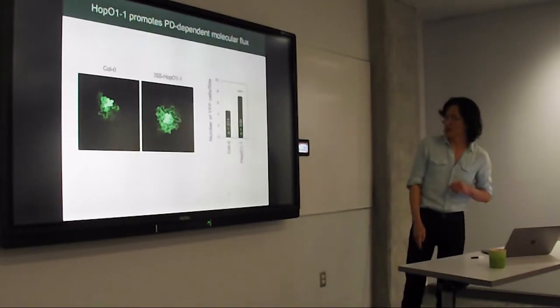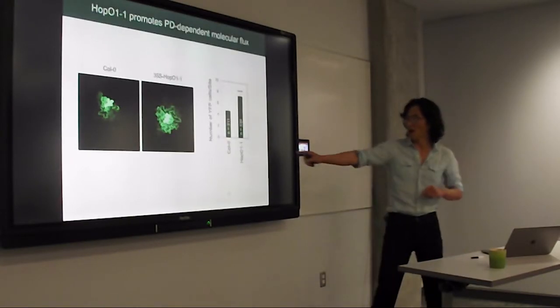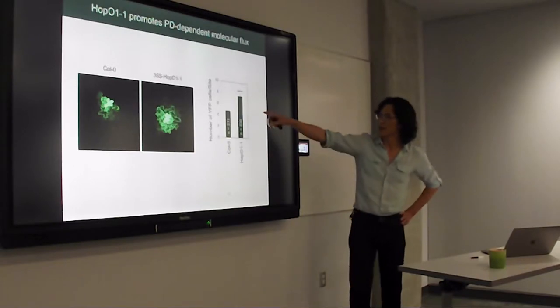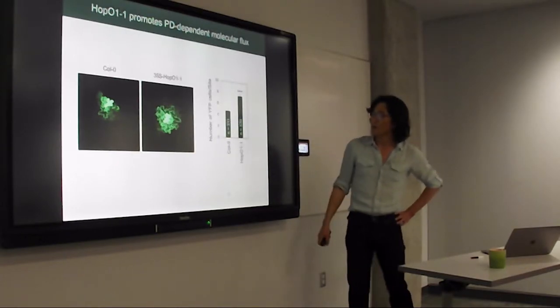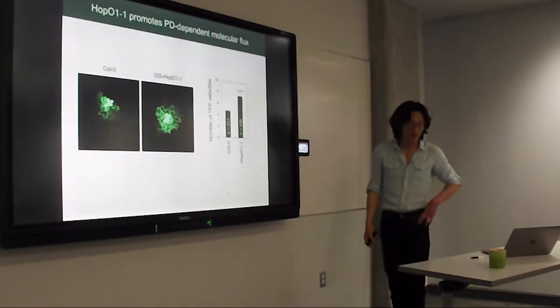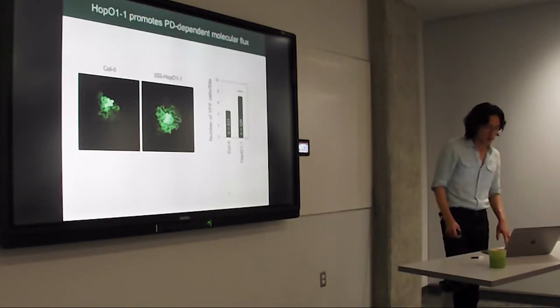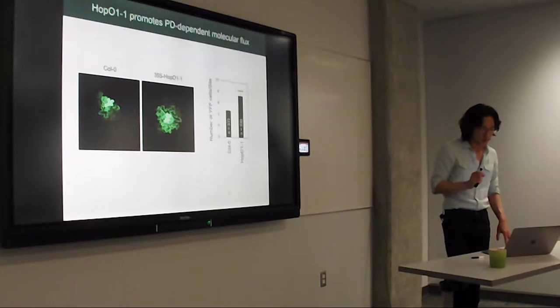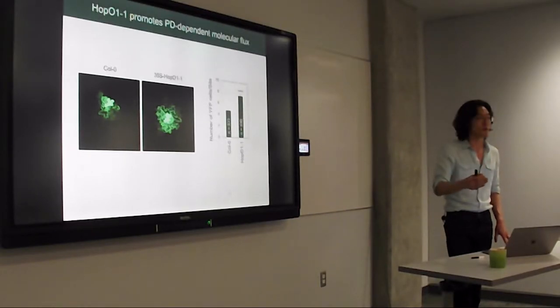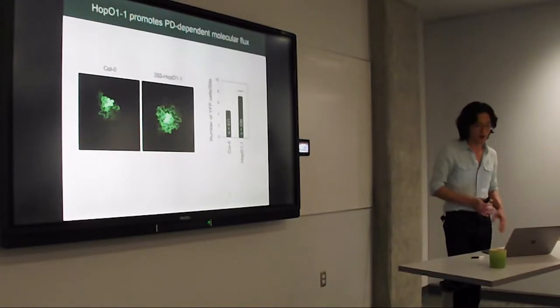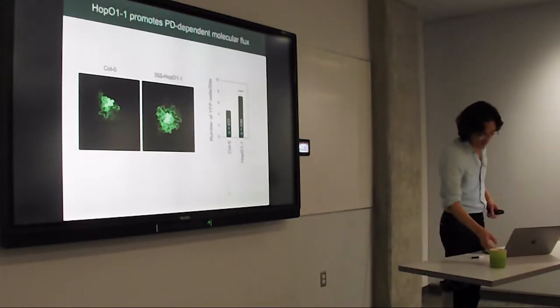Quantitatively, when you compare the wild-type and HAP01-1, you can see there are a lot more neighboring plant cells with YFP signal compared to the Columbia. So this suggests that expression of HAP01-1 indeed changes PD-dependent molecular movement. It does promote the movement of a YFP molecule in the transgenic plant.